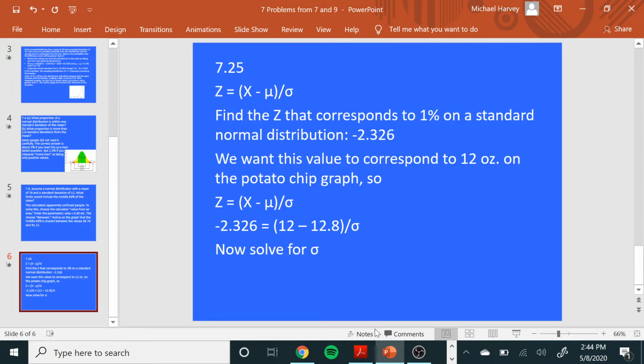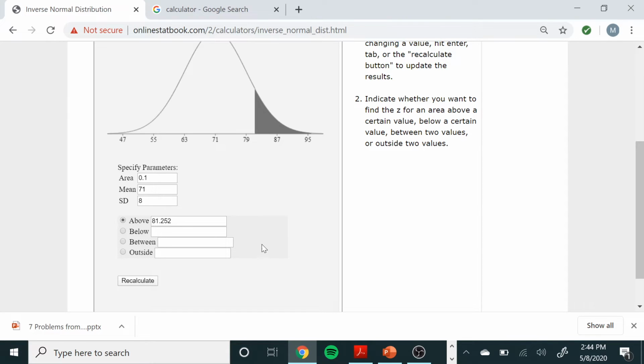Okay. All right. So this is the formula we're going to be using. It's got various scores that we have, like we've got the mean. What we want to find is a standard deviation. So we just need to figure out what these X and Z scores are going to be. Well, let's take a look at the standard normal distribution first.